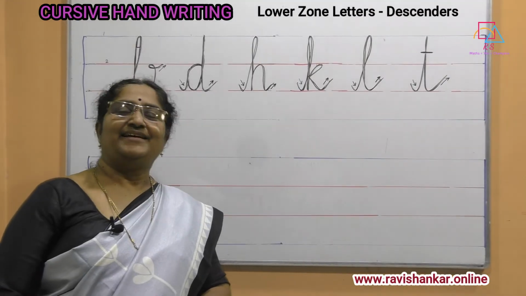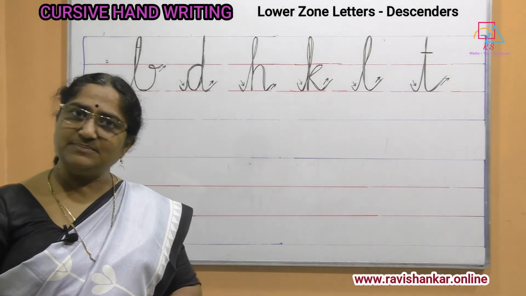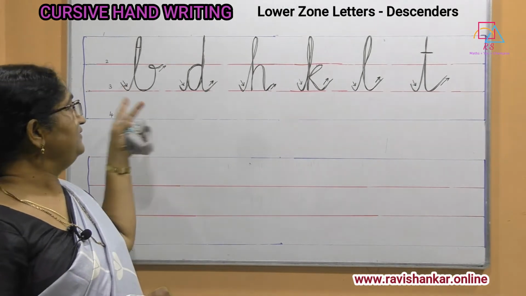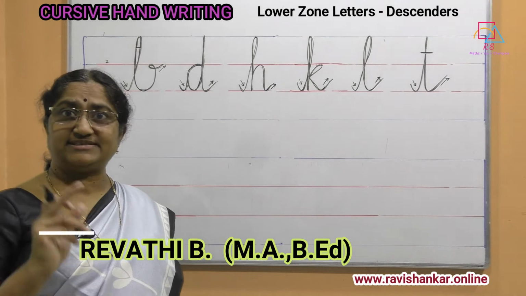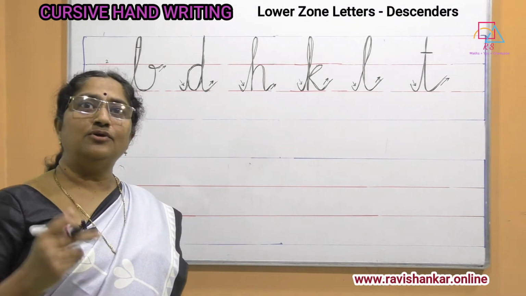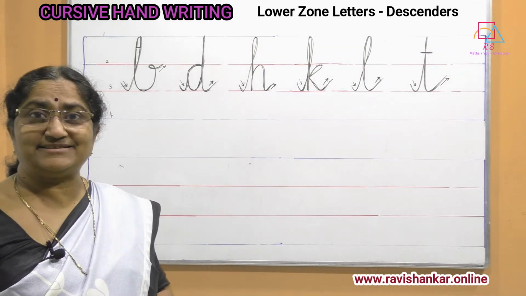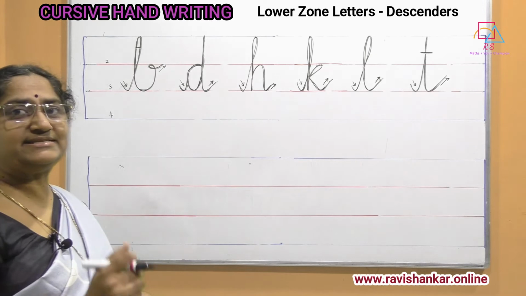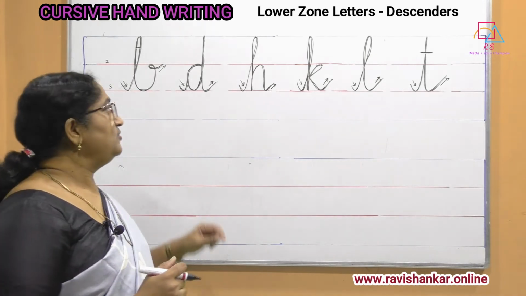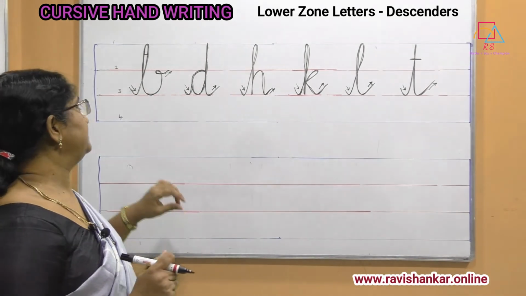Hello again. Now that we have learnt middle zone letters, there are 13 middle zone letters. Then we have learnt upper zone letters, there are 6 upper zone letters. Now let's move on to lower zone letters or descenders. Let's see what these descenders are. Now you might have guessed the definition of descenders.